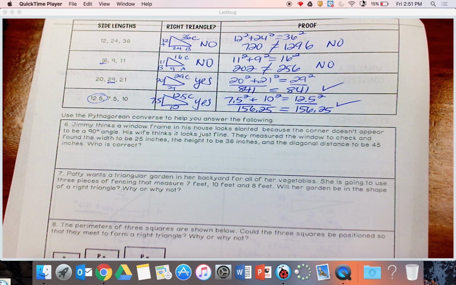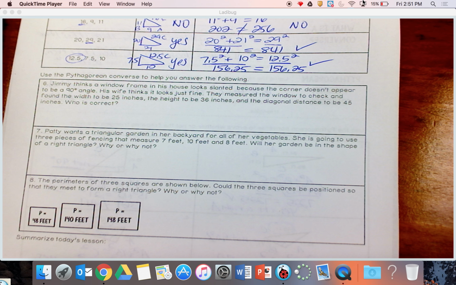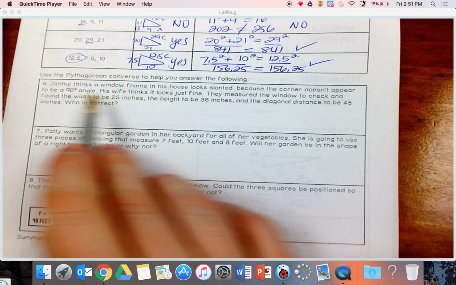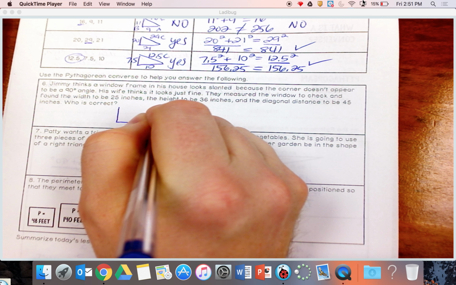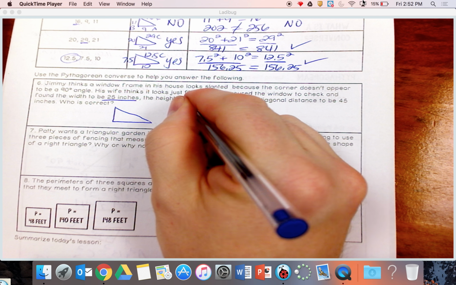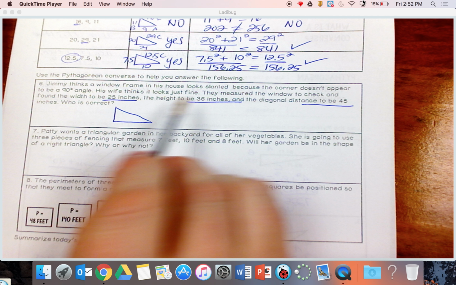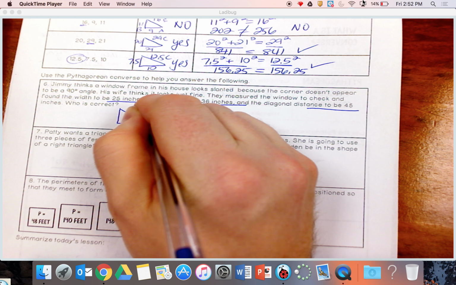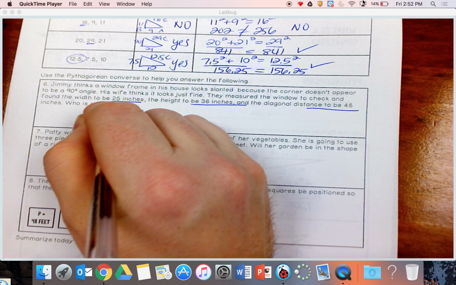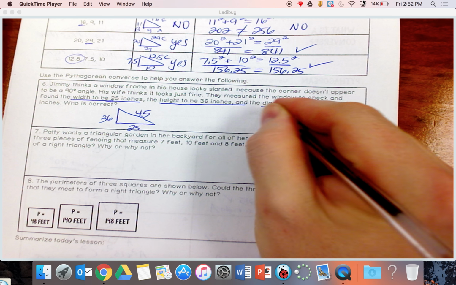So that's basically straightforward. Here are some word problems, basically using the same thing, just using the information to first find your hypotenuse. So we want to say, hey, Jimmy believes that this is not a right angle. He has a triangle here that is 25, 36, and 45. It says 25 inches is the width, the height is 36, and the diagonal is 45. So if the diagonal is 45, there's your hypotenuse. The height is 36, the width is 25. It tells us that right there.